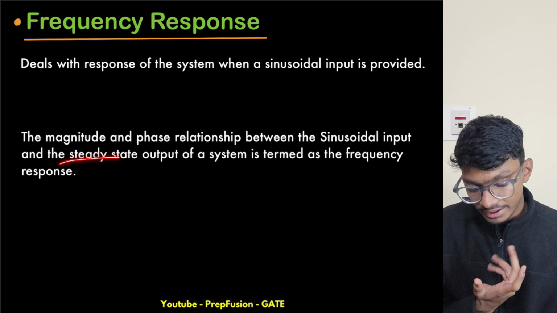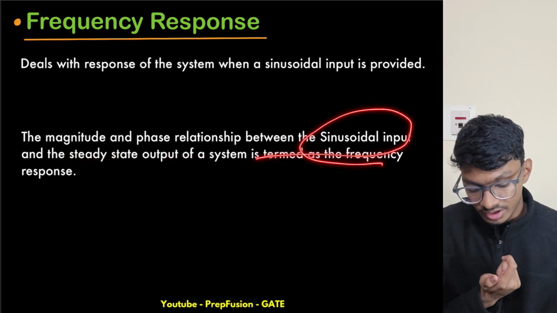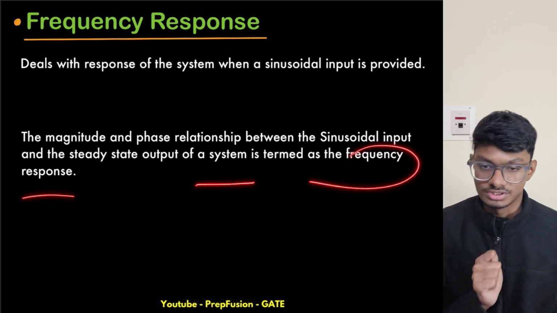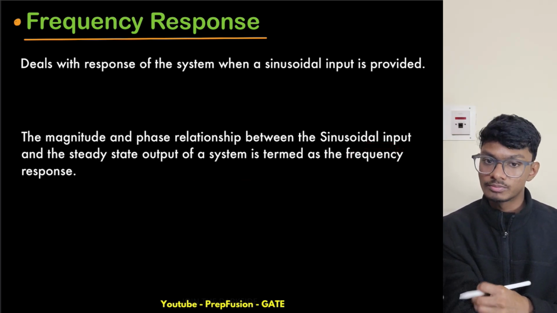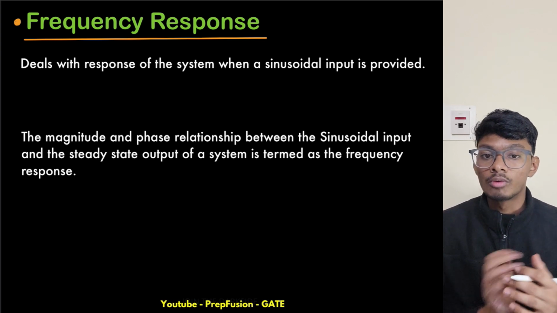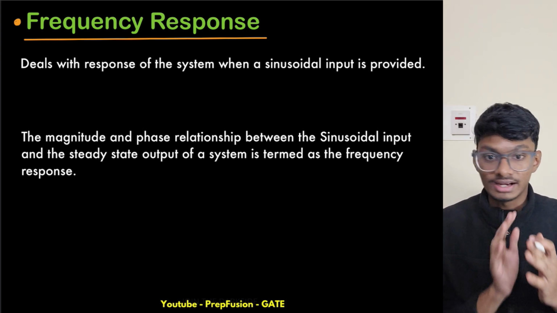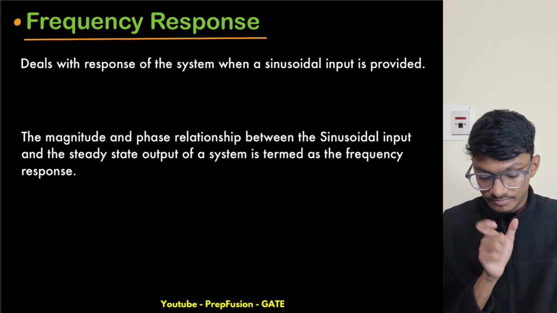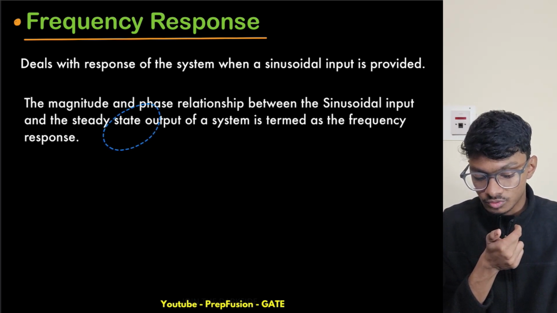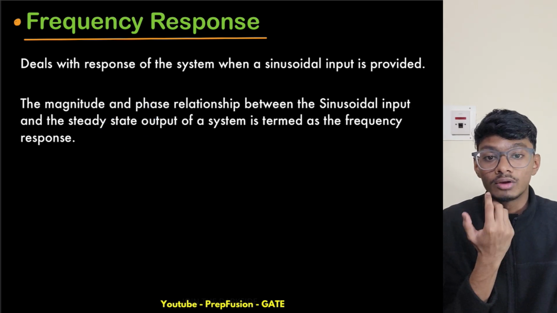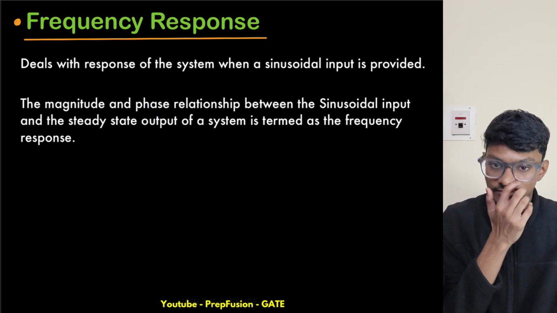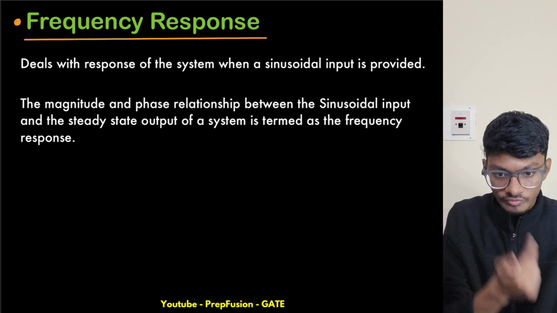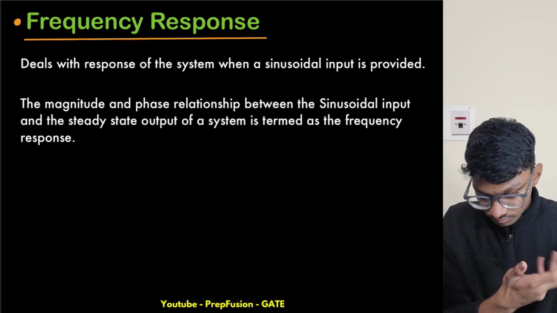Now, the magnitude and phase relationship between the sinusoidal input and the steady state output of a system is termed the frequency response. So if I give some sinusoid input to an LTI system, I will get my output also as a sinusoid. The frequency will remain the same, but the phase and the magnitude will change. And that phase and magnitude relationship is known as the frequency response basically. Why will they change? Why will the frequency remain the same? The frequency will remain the same as my system is LTI. Why all of this? I will try to prove it to you in the next few slides.